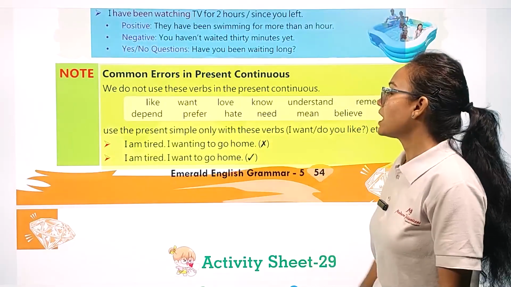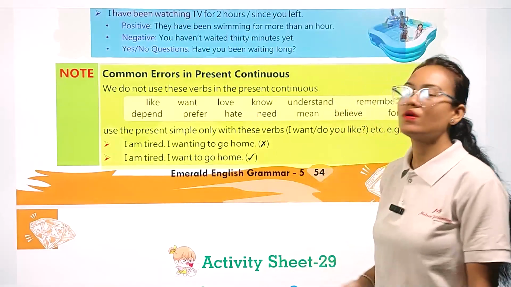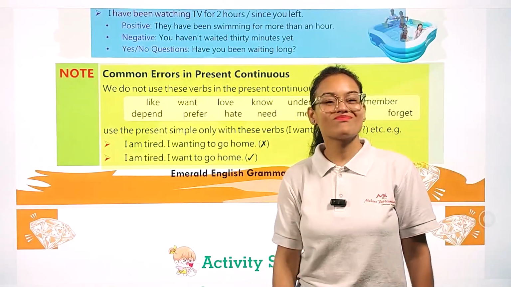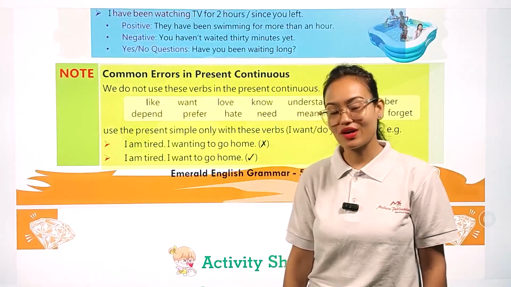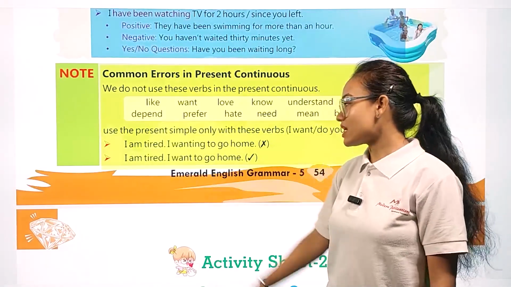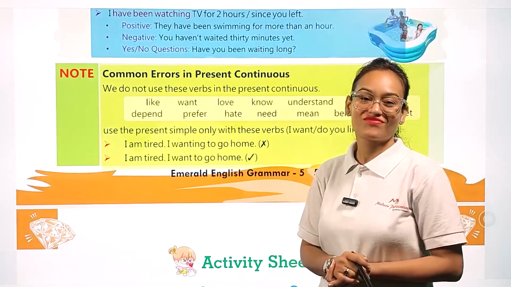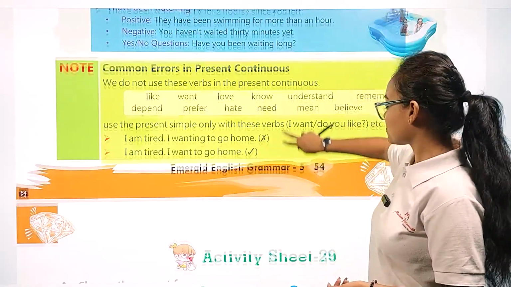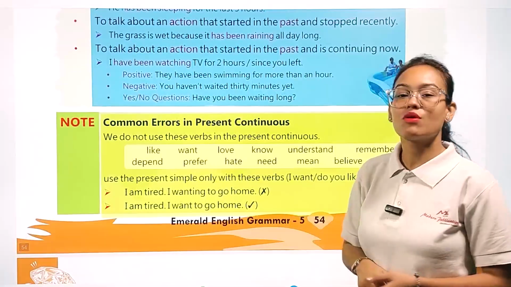Let's see. I am tired. I wanting to go home. Does this statement sound good? No, it is absolutely wrong. So in what way are we going to make it right? I am tired. I want to go home. Okay, so this is all about our present tense.